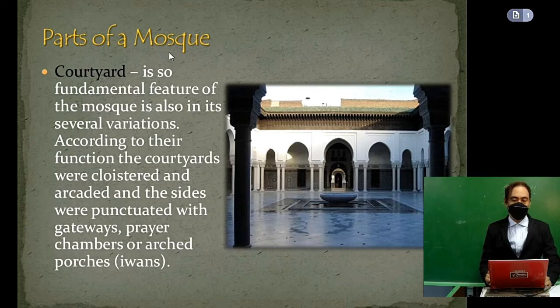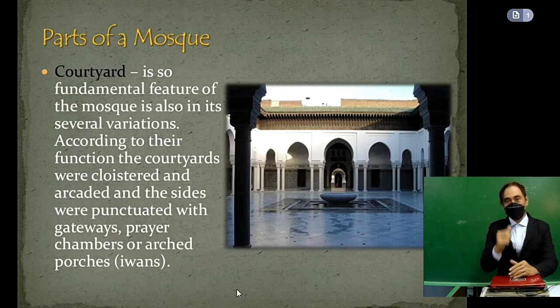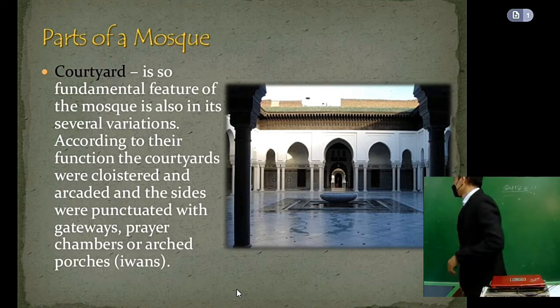Parts of the mosque. The courtyard is a fundamental feature of the mosque, and it also has several variations according to their functions. The courtyards were cloistered and arcaded, and the sides were punctuated with gateways, prayer chambers, or arch porches, iwans.